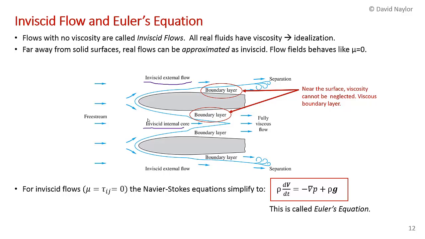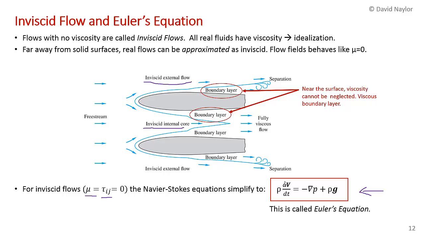And so if you want to solve the flow in that region, one way to do it is to take the Navier-Stokes equations and set the dynamic viscosity equal to zero, which is the same, of course, as setting the shear stress on a fluid element equal to zero. And you can very easily show that the Navier-Stokes equations simplify to this equation here. This equation is called Euler's equation.